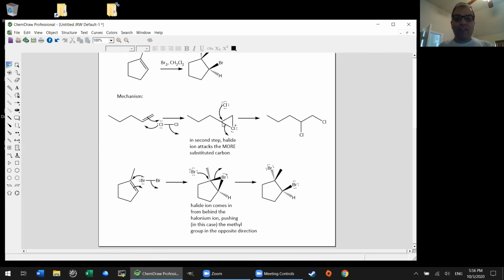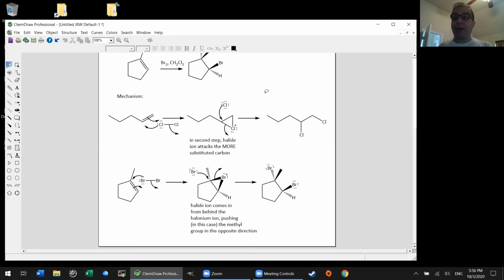That breaks this carbon-halogen bond, releases all of that strain energy in the three-membered ring, and gets rid of the plus charge on chlorine in one fell swoop. So the reaction is two steps. First, formation of the cyclic halonium ion, and then opening that three-membered ring to give the dihalide product.